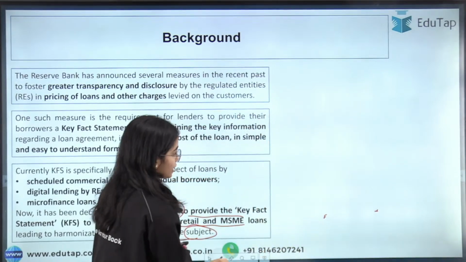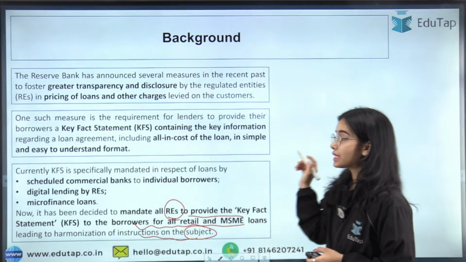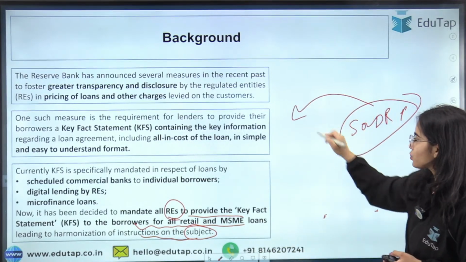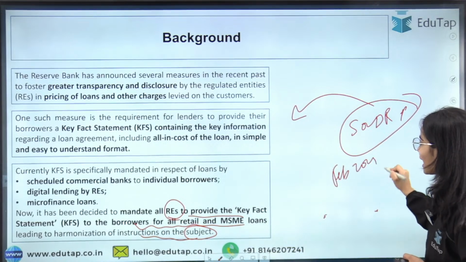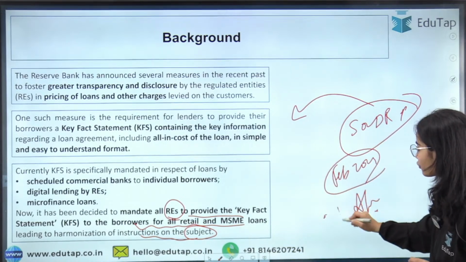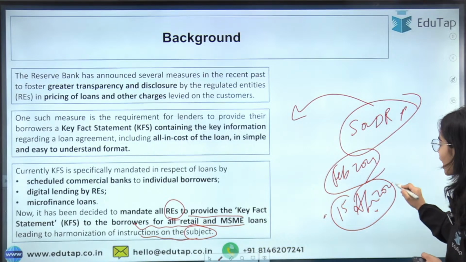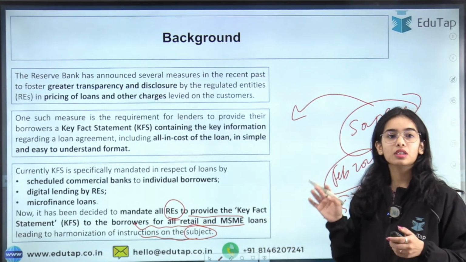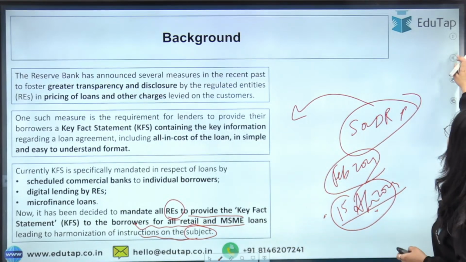So this was provided in the Statement on Developmental and Regulatory Policies. This was the background. It was provided in February 2024, and now on 15th April 2024, the RBI has actually released the complete updated guidelines for the key fact statement, okay.